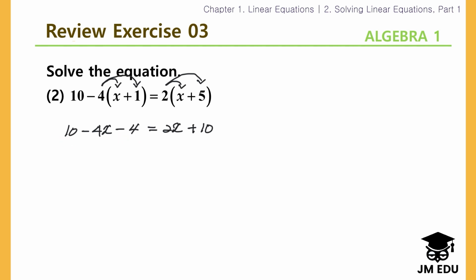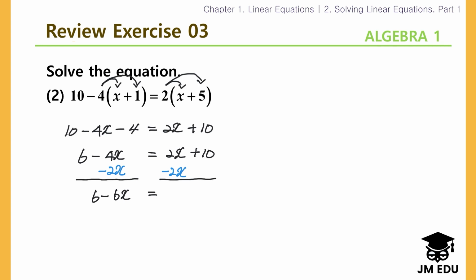So let's simplify this first. 10 minus 4, that's 6. 6 minus 4x on the left hand side. Right hand side, we have 2x plus 10. So we're going to eliminate 2x on the right hand side. Minus 2x, minus 2x. So left hand side will be 6 minus 6x, and right hand side will be just 10. Now let's eliminate 6 on the left hand side.